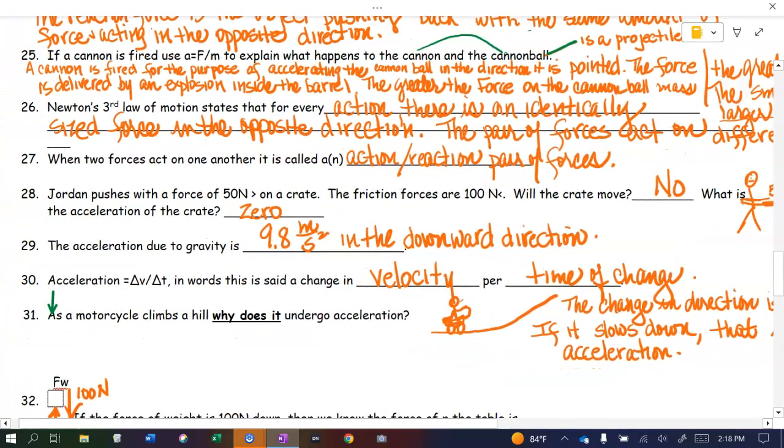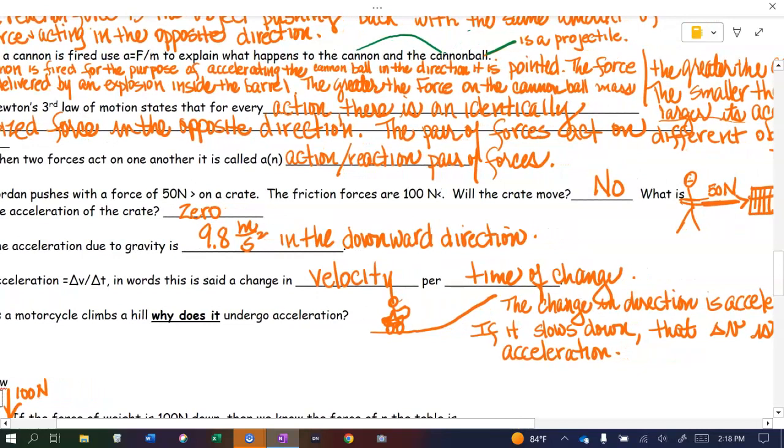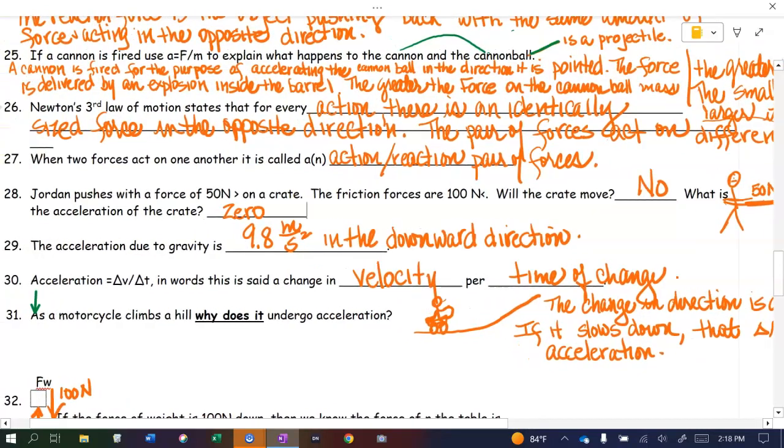Newton's third law of motion states what? That for every action there is an identically sized force in the opposite direction. The pair of forces act on different objects. All right? Same sized forces in the opposite direction. Just like we said with the chair and the person sitting on the chair. So the person sits on the chair with the force of their weight.